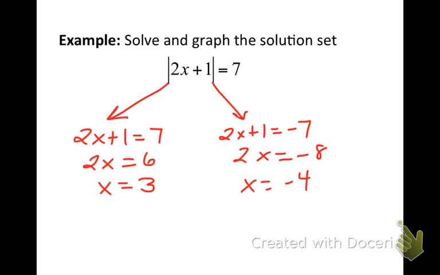Okay. Last year you would have just boxed that and said those are my answers, but we're going to put it into set notation. Always work from smallest to largest, so which one would go first in my list? Yeah, so it would be negative 4, comma 3. Okay, remember, set notation is just a list. You're just listing out the numbers. Okay? So far, so good? Okay.